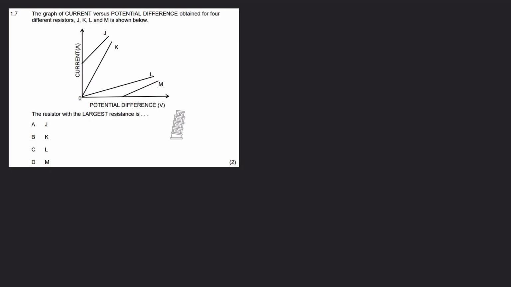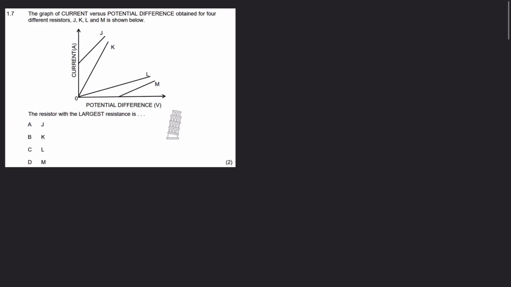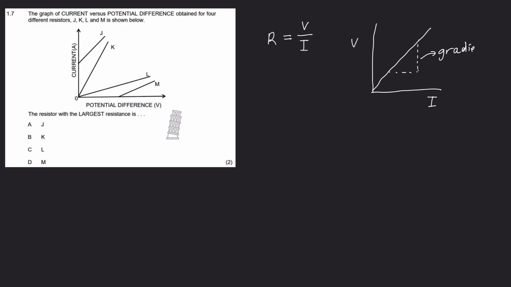So we need to think of the equation for Ohm's law, right? The equation says that R is equal to V over I. So if we have a graph of voltage on the y-axis and current on the x-axis, and we work out the gradient of this line, the gradient would give me the resistance.